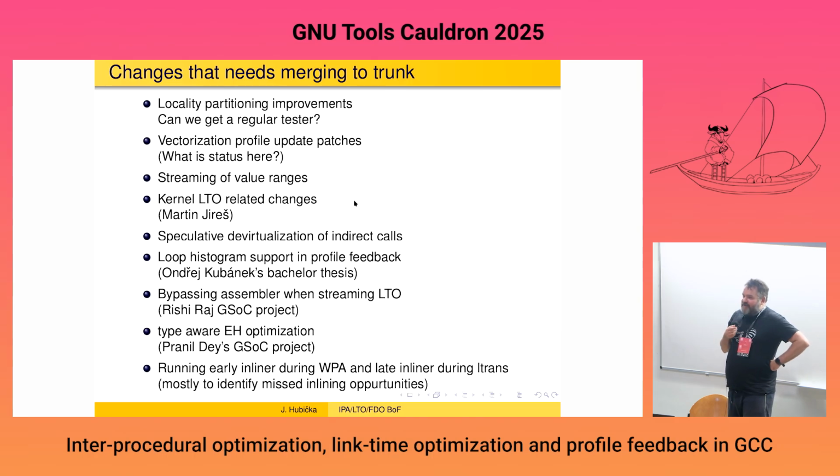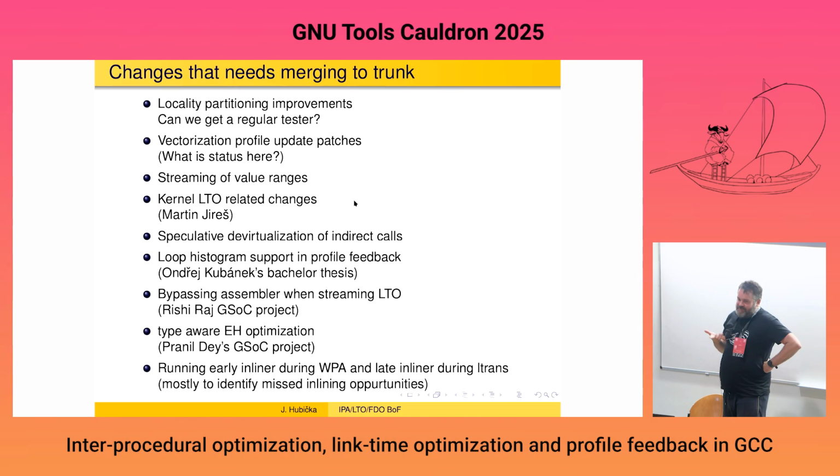There is a patch for speculative devirtualization of calls which are done in the C way using function pointers instead of virtual calls. And there are increasing things which need to be finished from the student work. There's loop histogram support for profile feedback, which I think is actually useful for vectorization because we know what to do with the prologues and epilogues.